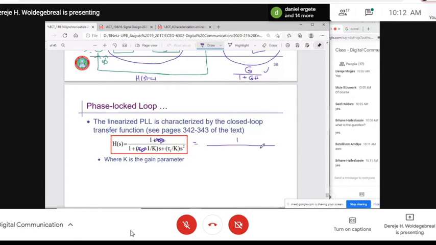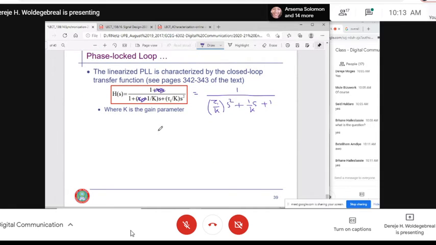So you will be able to show that the overall transfer function is given by tau 1 over k into s square plus 1 over k s plus 1. Now this is a second order system. For any second order system, the transfer function is given by omega n square over s square plus 2 eta omega n s plus omega n square.